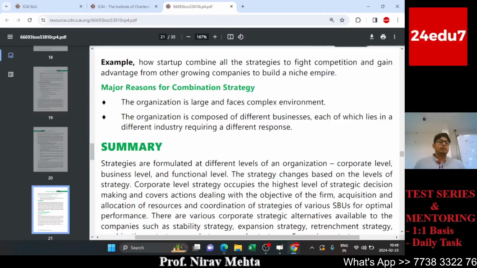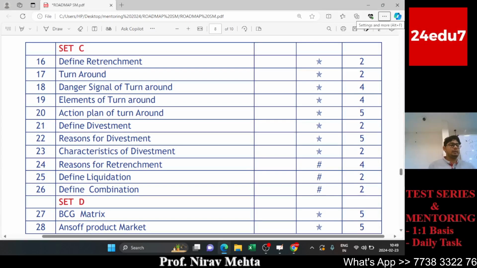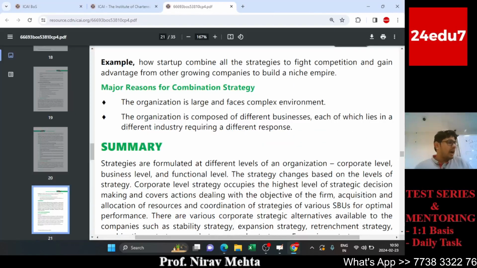Done? Yes or no? Now if you check your question list, page number column, you have to fill it from the ICA module, which material you are referring. Now listen here. Define retrenchment, done. 16, 17, 18, 19. 20 pending. 21, 22, 23, 24, 25, 26. Done. Correct?